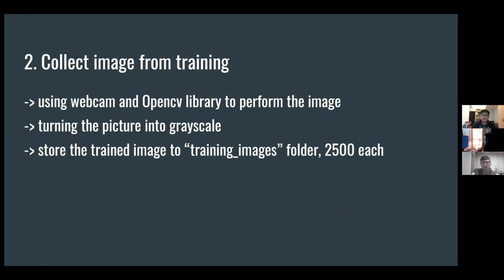Okay, so now we're going to take the image from our webcam. We capture the image from the webcam and use the OpenCV library to turn the picture into grayscale for the convenience of the convolutional network process. In order to evaluate our accuracy, I take 8 types and 2,500 pictures for each of the types, and store them in the training image folder. Next.